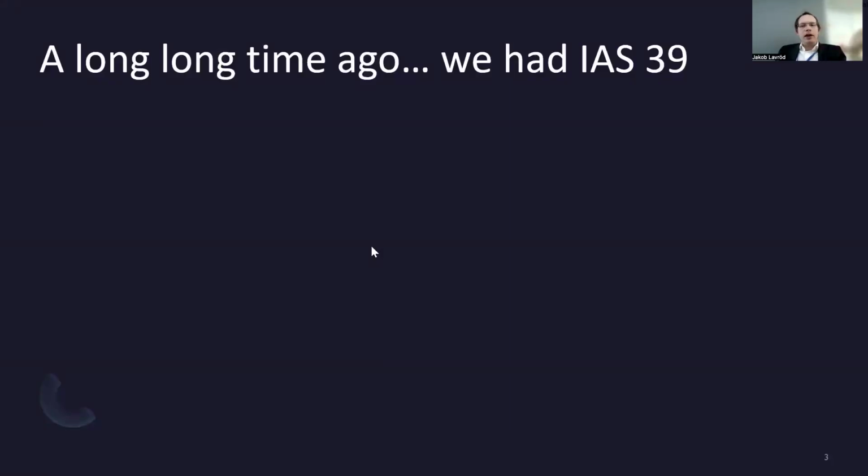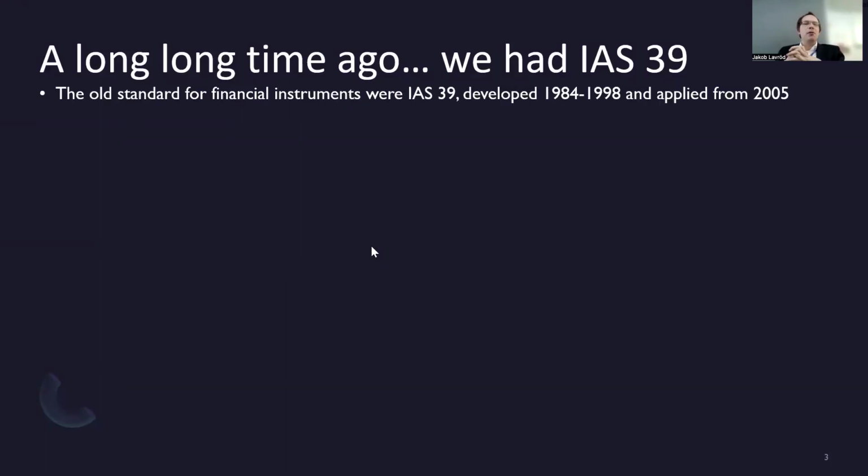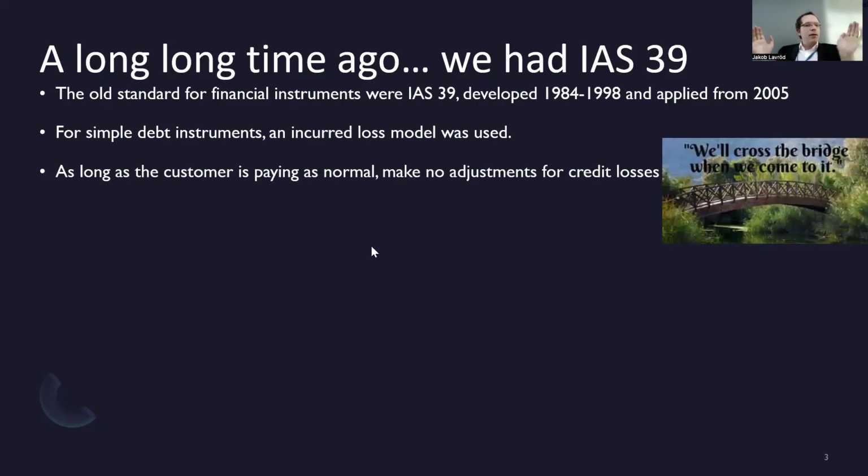If we look back, a long time ago, to IAS 39, this was the previous standard. It took a very long time to develop, and it was applied in 2005, right until the financial crisis. The idea in IAS 39, this incurred loss model, is that as long as everything is normal, as long as the customer is paying you, you say, okay, I don't need to make any adjustments for credit losses. And from one perspective, and if you look at how many people in banking see things, that is a pretty reasonable view.